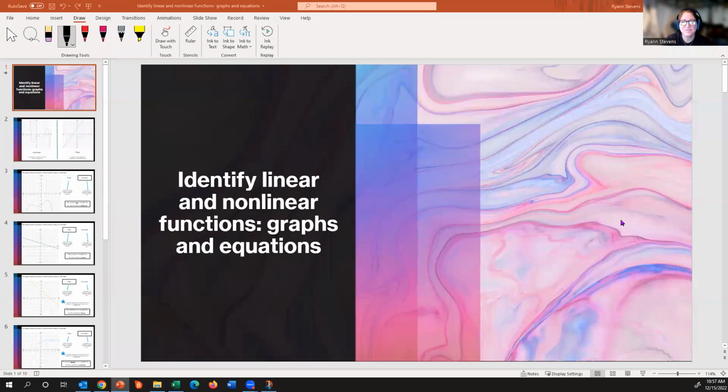Hello and welcome. We are going to be talking about identifying linear and non-linear functions and focusing on graphs and equations, and how to determine when you look at a graph if it's linear or non-linear. And then also how, when you look at an equation, can you determine if it's linear or non-linear? So the first thing we're going to look at is graphs, to decide how we determine if it's linear or non-linear.